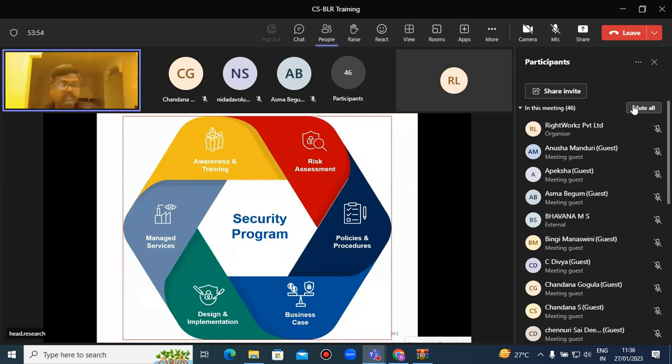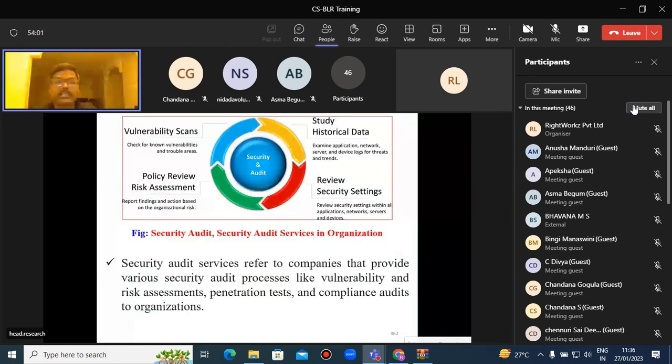Then a security audit consists of 4 stages, like vulnerability scans. Vulnerability is nothing but virus, malware, spyware, etc. Vulnerability scans check for known vulnerabilities and trouble areas. The second one is study historical data: examine application, network, server and device logs for threats and trends. That is called study historical data.